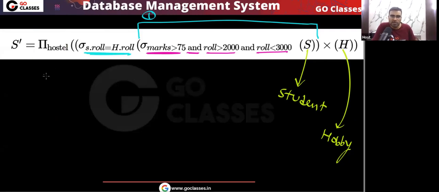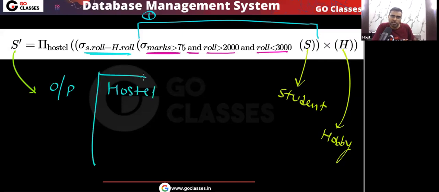So if you notice, the output will be what? Basically, the duplicate tuples will not be there. Yes or no? Everything is the same as the SQL query. The SQL query and this relational algebra query are very similar. But here in the output, you will have hostel, and duplicate tuples will not be there.